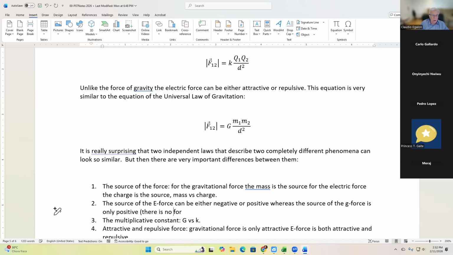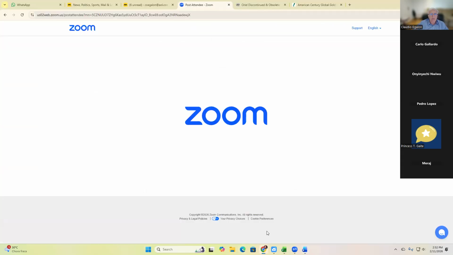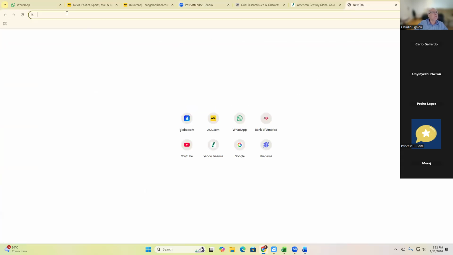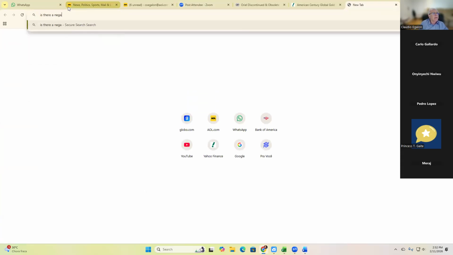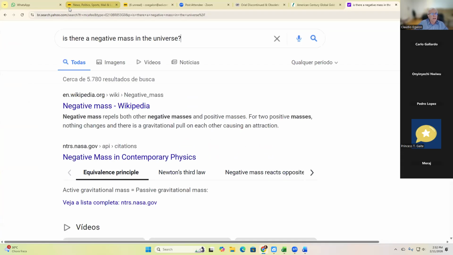There is no negative mass in the universe, at least for the sake of this course. If you hear about a negative mass, let me know. We never know how physics advances. Let's take a look. I think they have discovered a negative mass out there, but I'm not sure. Let's see, is there a negative mass in the universe? Negative mass. Wikipedia. I love Wikipedia.